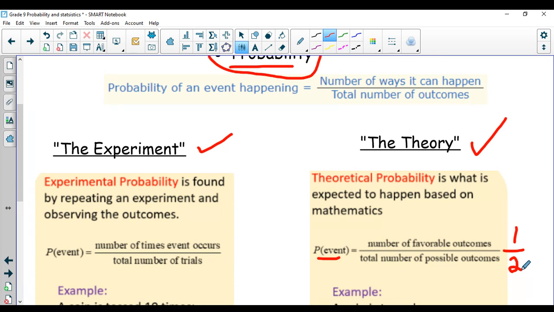Number of favorable outcomes, 1. Total number of possible outcomes, 2. So 1 out of 2, 0.5 as a decimal, 50%. That is my theory. Now, I take this coin and I flip it 10 times.